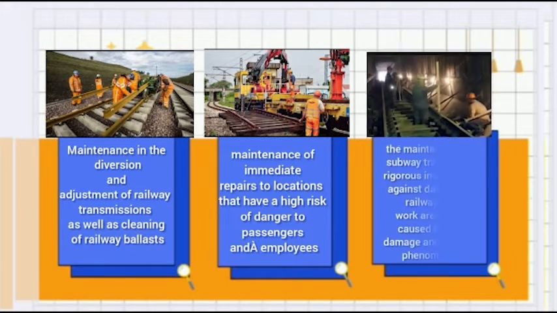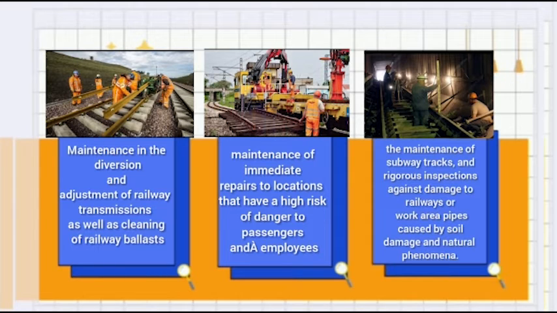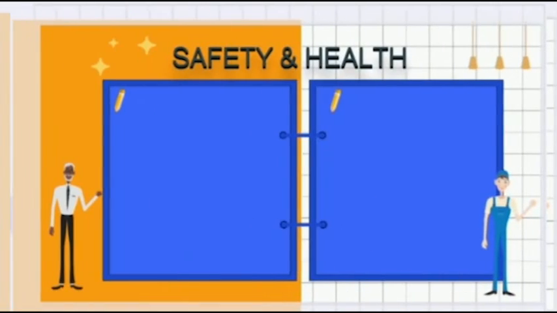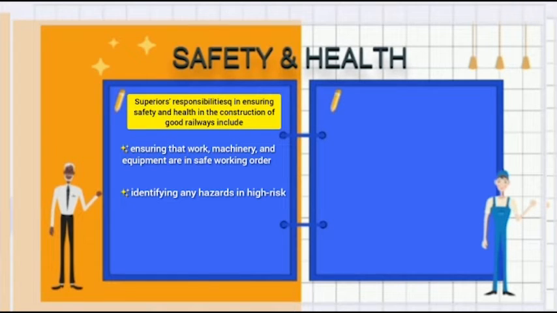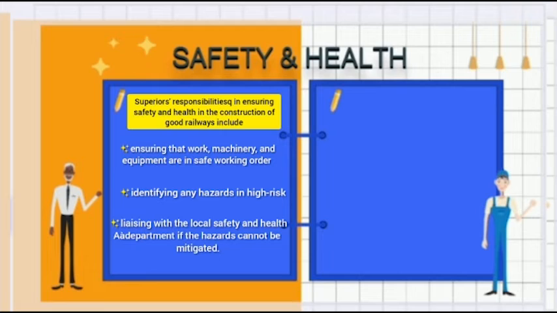In addition, the maintenance of subway track and rigorous inspection against damage to railway or work area path caused by visual damage and natural phenomena. Therefore, there are superior responsibilities in ensuring safety and health in the construction of good railway, including ensuring the work machinery and equipment are in safe working order as well as identifying any hazard in high-rise area and liaising with the local safety and health department if the hazard cannot be mitigated.